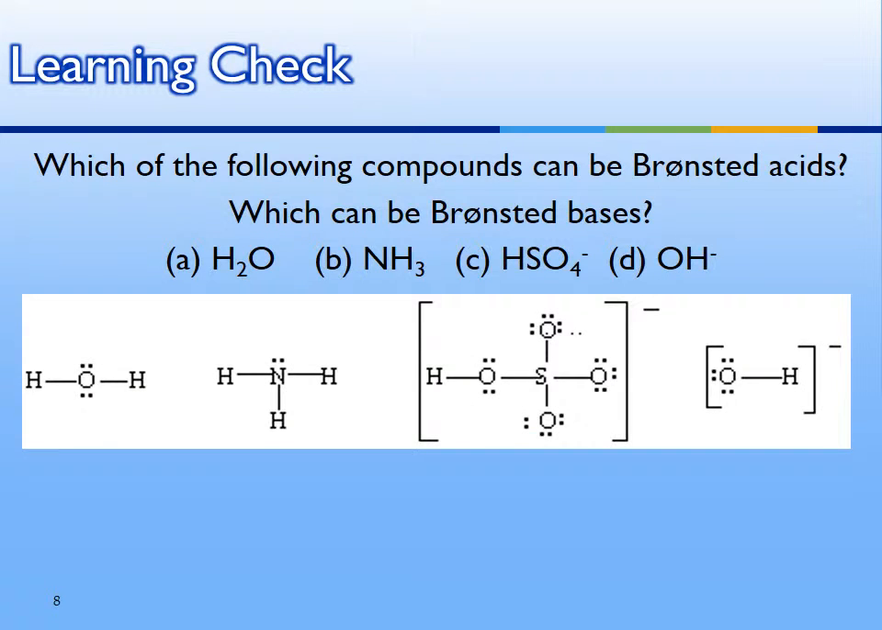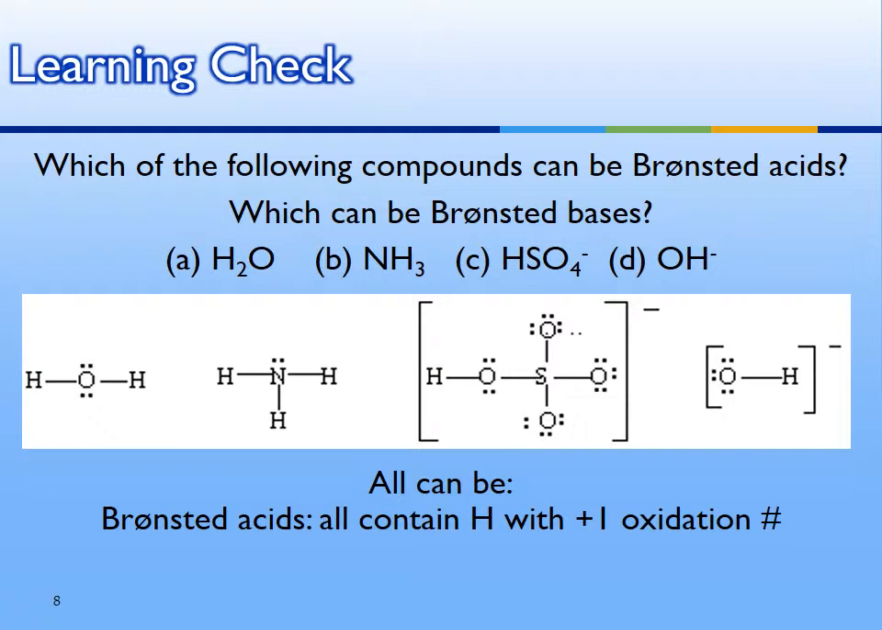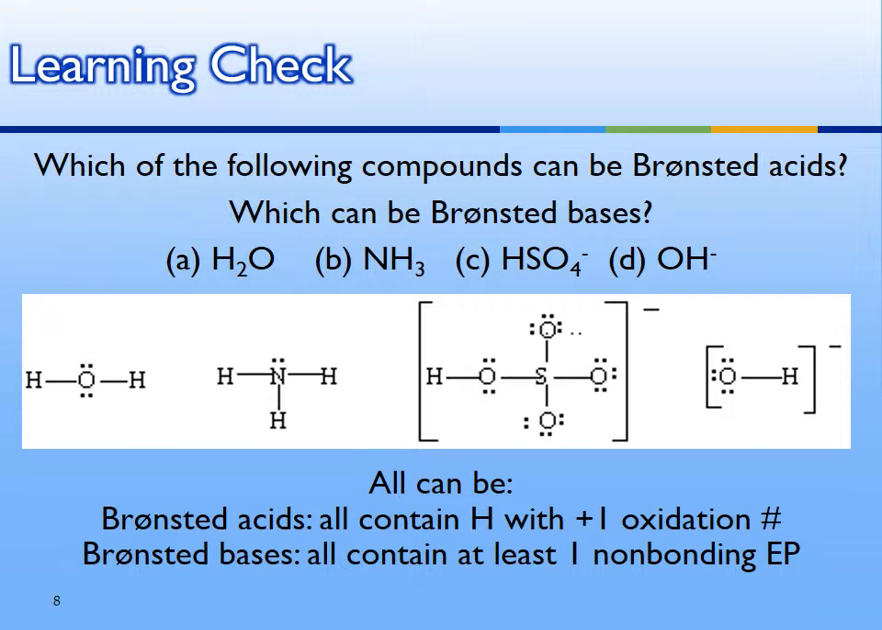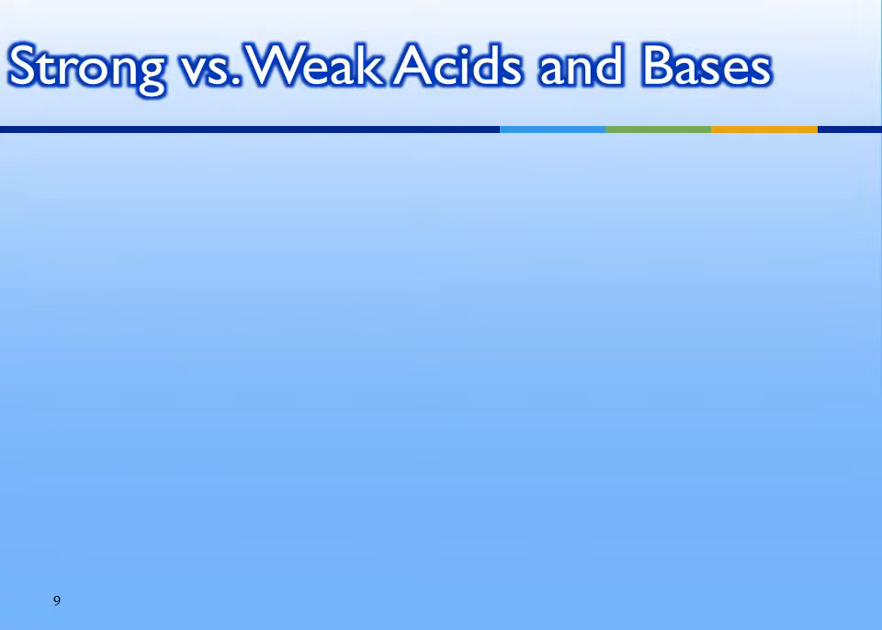Okay, so if you draw the Lewis structure of all four of them, you'll see that all can be both Bronsted acids, because they all contain a hydrogen ion with a +1 oxidation number, and they all can be Bronsted bases because they all contain a non-bonding electron pair. Okay, let's go on to a different topic.